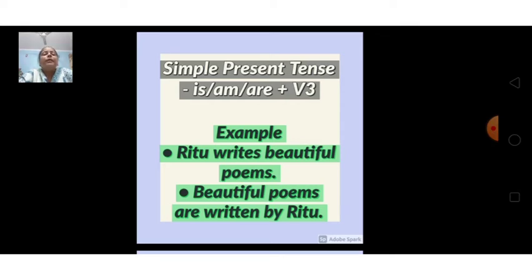Alright. Now, for example, Ritu writes beautiful poems. So, in this sentence, children, what is action? Writes. Alright. So, who is the doer? Ritu is the doer and beautiful poems means poems is the receiver. Alright. So, as per the structure of the sentence, the object means the receiver will come first. After that, we will use the forms of be, then the third form of the verb past participle, then by and then the doer. So, what will be the answer? Beautiful poems are written by Ritu.